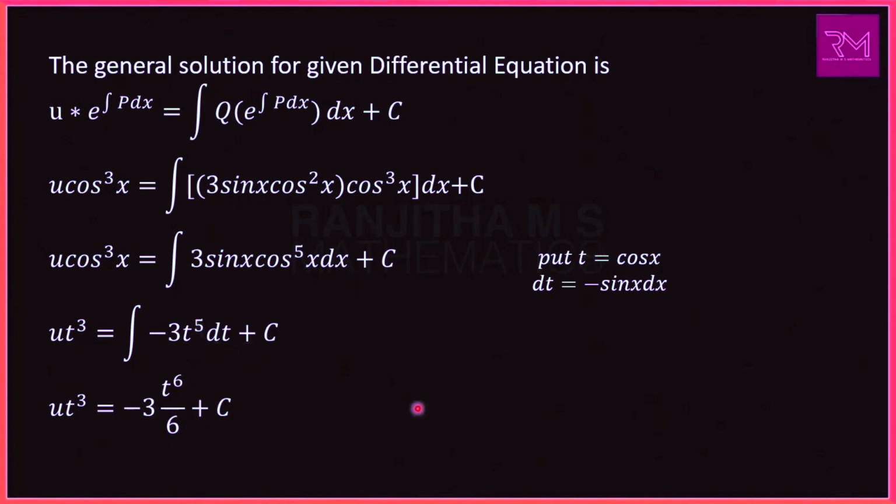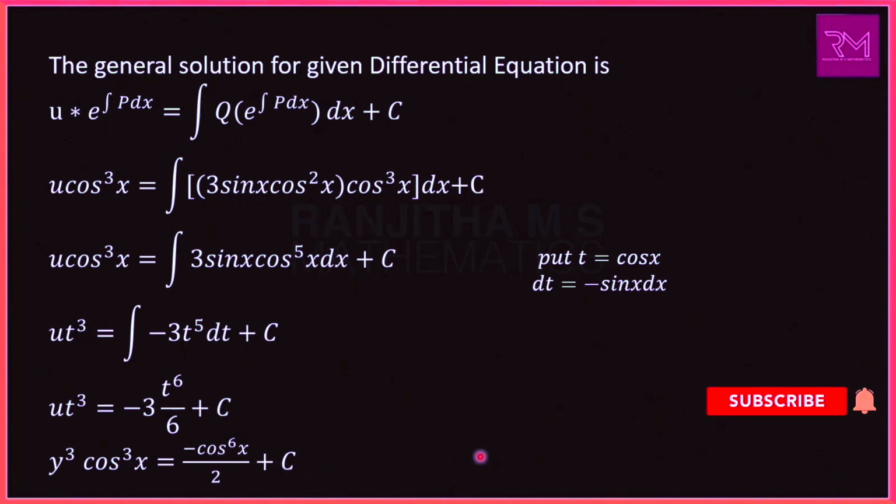Substituting t as cos x, and u as y cube, we get y cube into cos cube x equals minus cos power 6 x divided by 2 plus c. This is the solution for the given differential equation. This is the procedure to solve equations reducible to a linear differential equation.